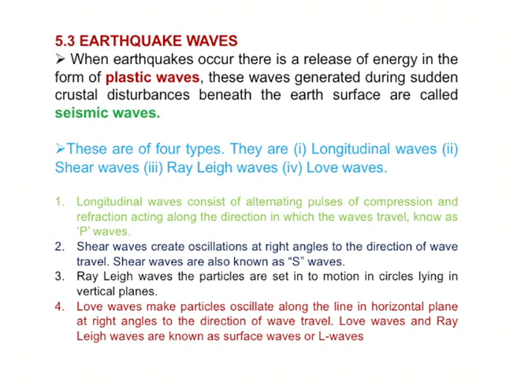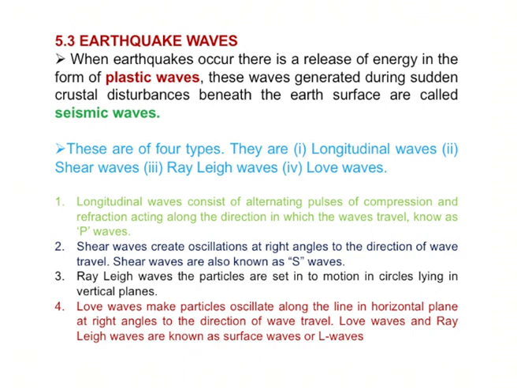Then the second one is shear waves. In shear waves there is an oscillating movement, and at the same time it creates right angles, meaning it moves left and right at the same time, and as it moves at a right angle, the energy is released in the direction of the wave. So the waves travel toward the right side. These shear waves, we call secondary waves, are known as S waves.